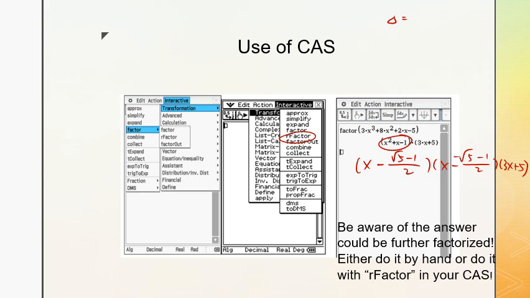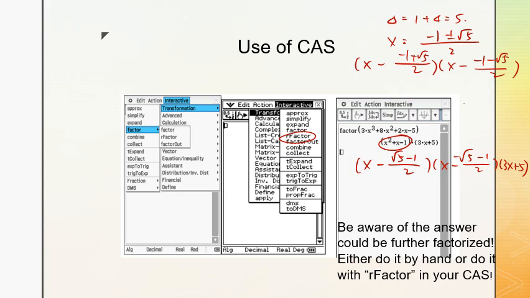So in this case, there will be 1 plus 4, which is equal to 5. Therefore, the two possible values for x will be negative 1 plus or minus root 5 over 2. And then you can write this as x minus negative 1 plus root 5 over 2 and x minus negative 1 minus root 5 over 2 as the linear factors of this quadratic one.